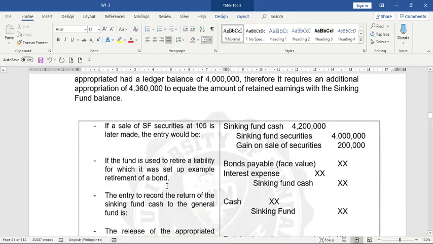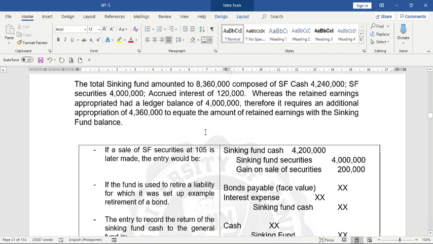Okay, next. If a sale of sinking fund securities at 105 is later made, yung sinking fund securities natin is 4 million, di ba? And then, merong sale at 105, so times 1.05. Ang fair value na yung 105. So, 4 million times 1.05. Ang ating na-receive na sinking fund cash is 4,200,000. And then, yung cost ng sinking fund securities natin sa taas is 4 million. So, there is a gain on sale of securities, 200,000.